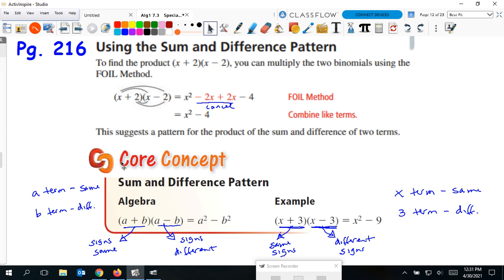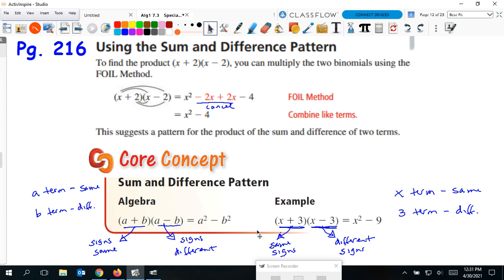So the core concept, you can see down below here. I wrote a couple things in here. First of all, you can see that the signs are the same between A and B. They're both positive, but on this one, they're different. A is positive, B is negative. So that definitely means you have a sum and a difference. You could also think of it this way: your A terms, the first ones, are the same. A's are both positive, but B's are different signs, positive B, negative B.